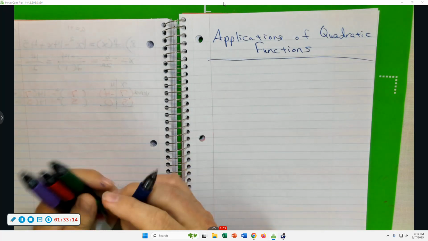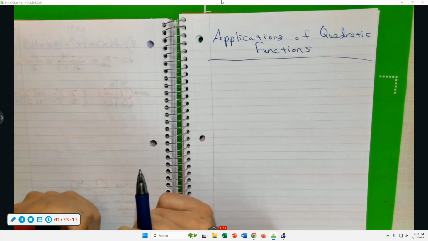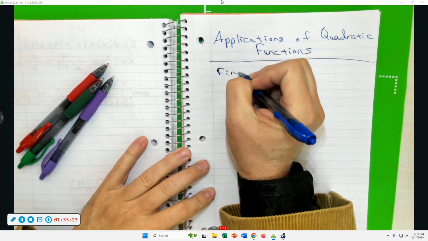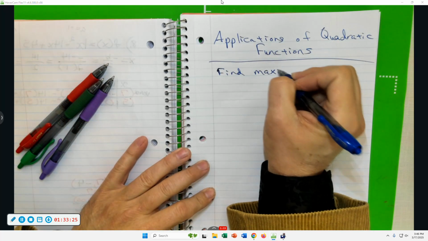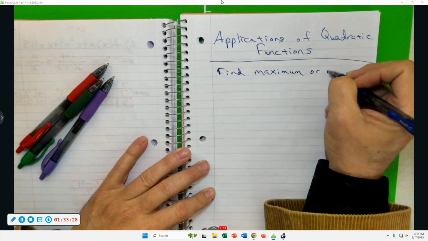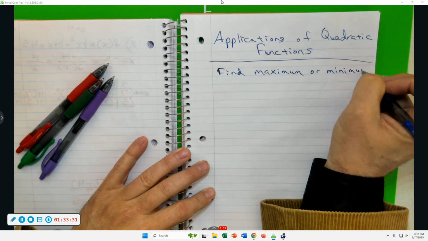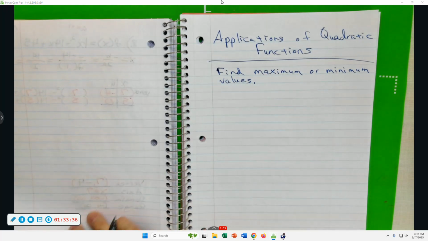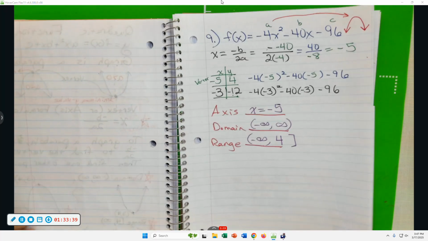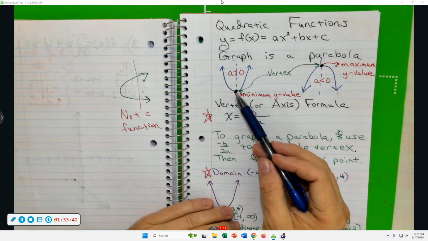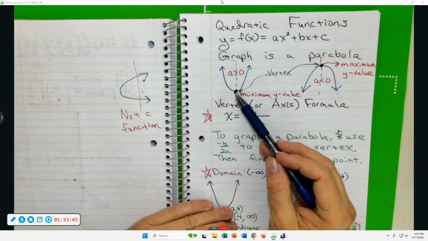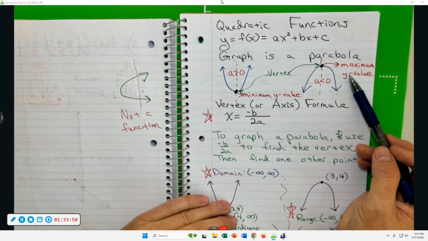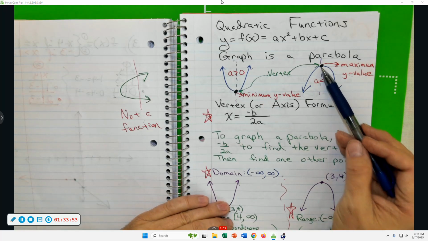In these application problems, they're going to be asking you to find maximums or minimums. You'll have to find maximum or minimum values of a quadratic function. Well, we've already said a maximum or a minimum will occur at the vertex. If the parabola is opening upward, you'll have a minimum y value, but no maximum. If the parabola is opening downward, you'll have a maximum y value, but no minimum.